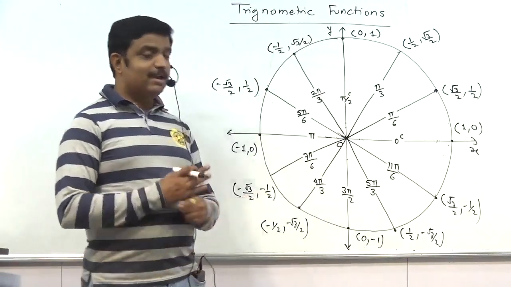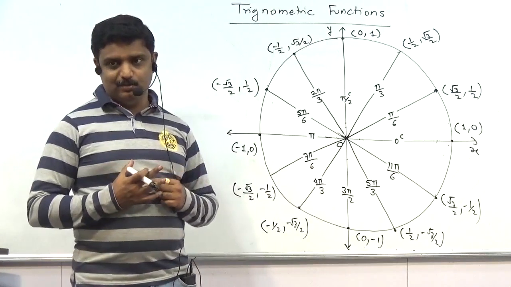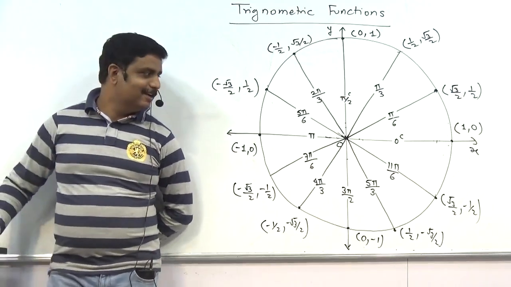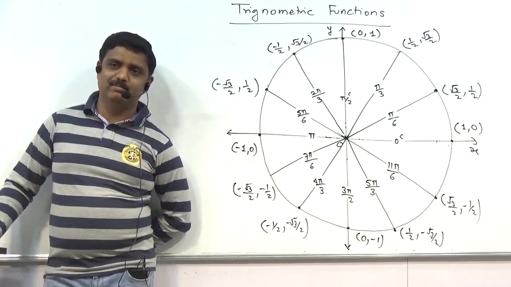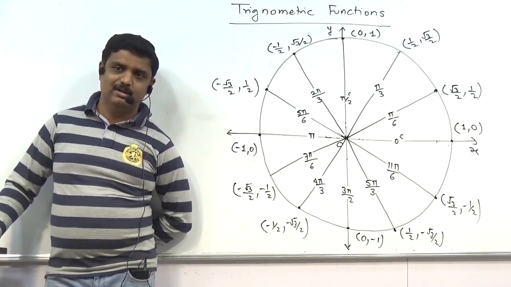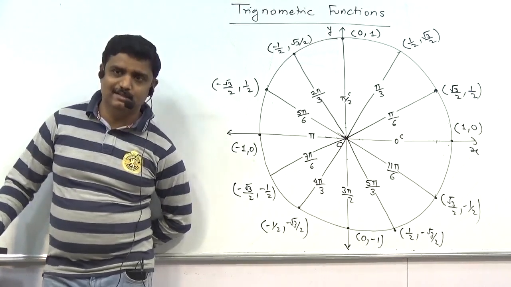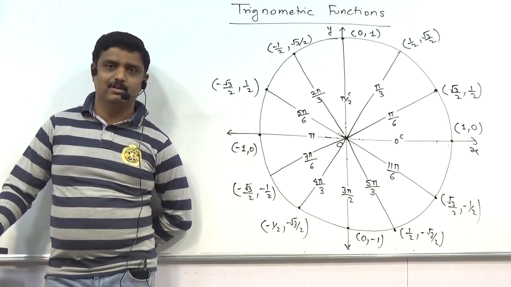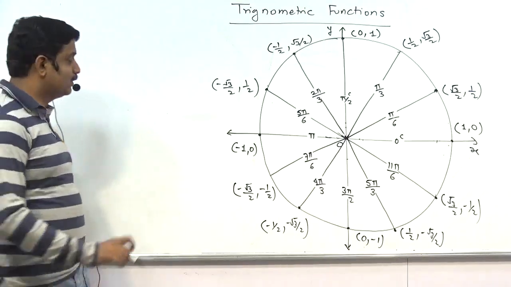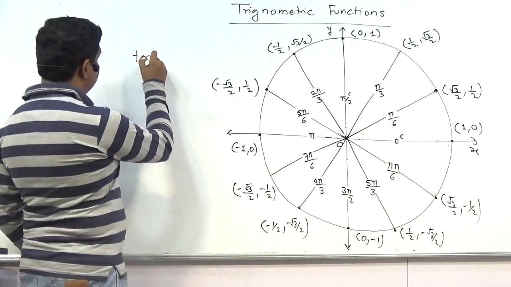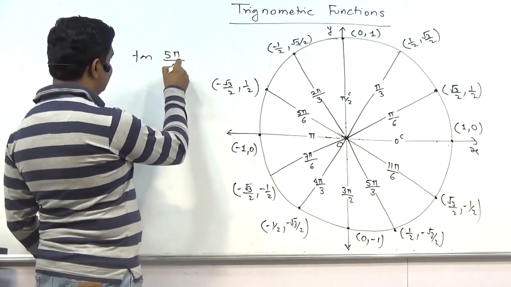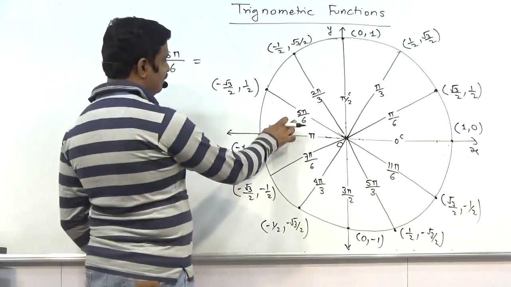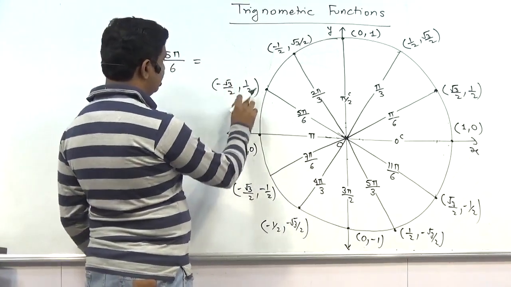Once you can remember this circle, this is advisable. Even if you don't remember this circle, you can always form it. But my suggestion is, in order to get quick results without any errors, try to remember this circle. From this circle, if someone asks you what is the value of tan 5 pi by 6, you can easily do this. 5 pi by 6, tan is y by x. What is y?